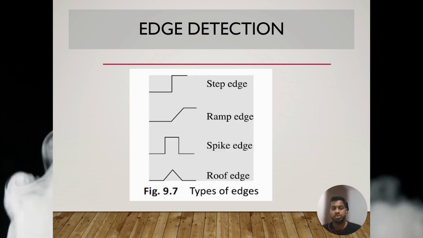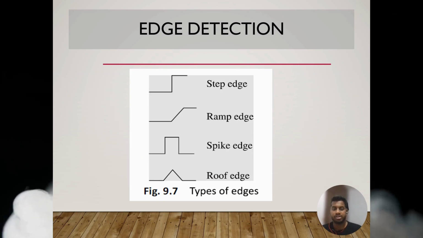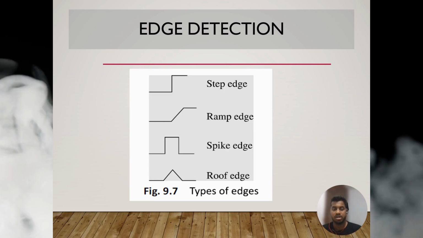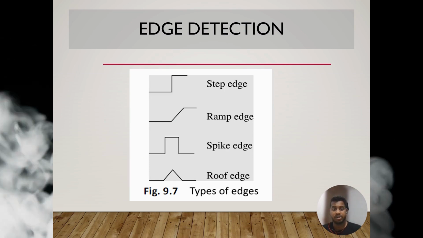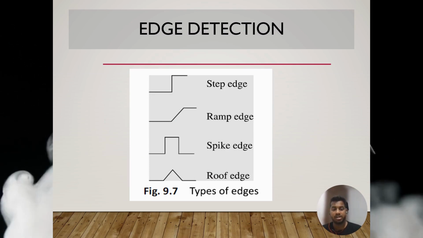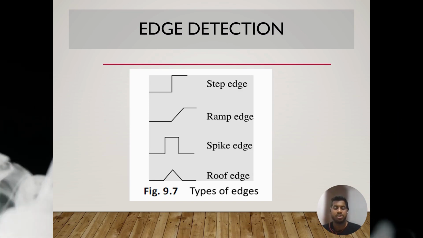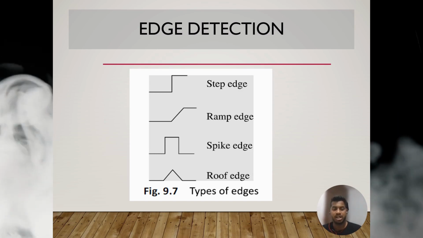Moving to edge detection. If there is a steep edge, you can see the graph will be like this. The ramp edge will be a bit slanted. And if there is a spike edge, there will be a small spike in between, and a roof edge has a pointed shape.